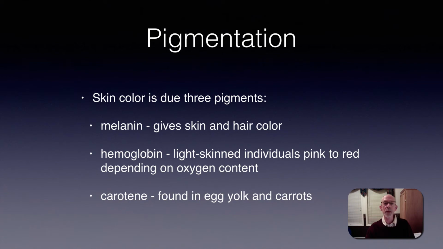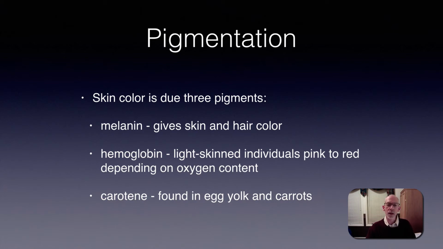Let's now talk about pigmentation of the skin. The skin color is due to 3 different pigments. Melanin gives the skin a dark color. It is also found in hair and gives it color. Hemoglobin appears as a reddish or pink color in light-skinned individuals. It gives the individual a pink or reddish color depending on how much oxygen is in the hemoglobin.